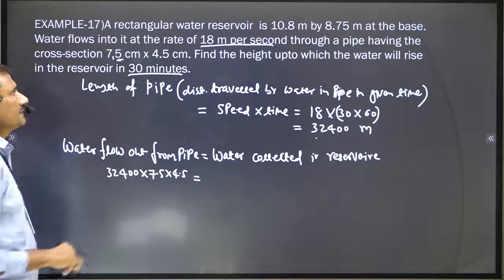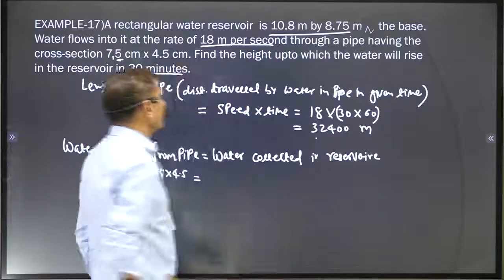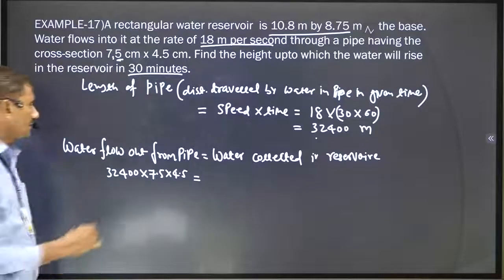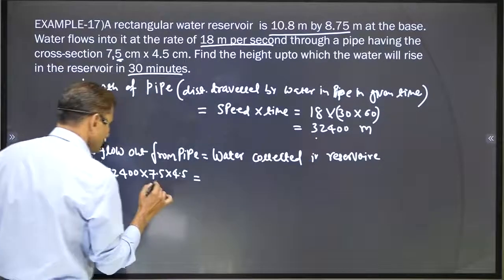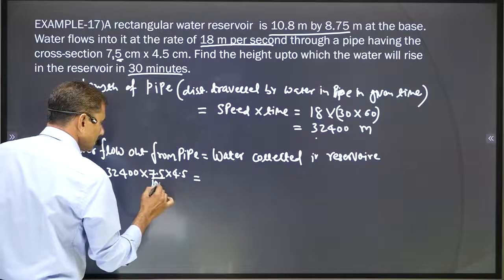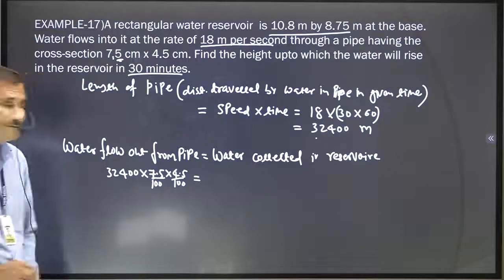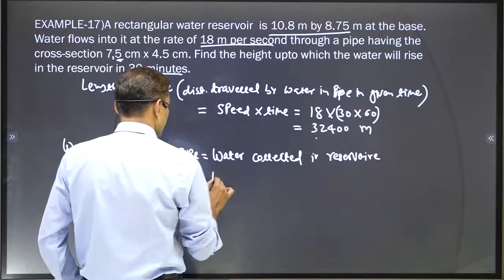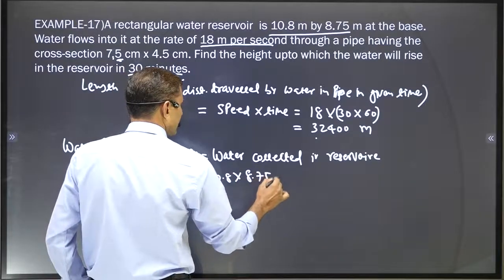Now what is the measurement of the reservoir? Now you can see they are in meter. And this cross section is in centimeter. So actually this length is in meter, but these both are in centimeter. So you should divide them by, sorry, by 100. So now it is 10.8 into 8.75, but we want the height.